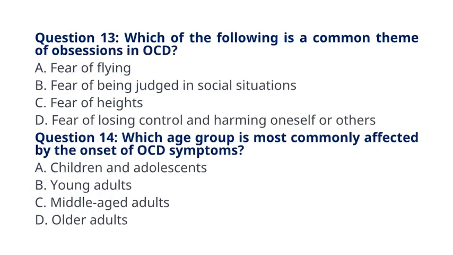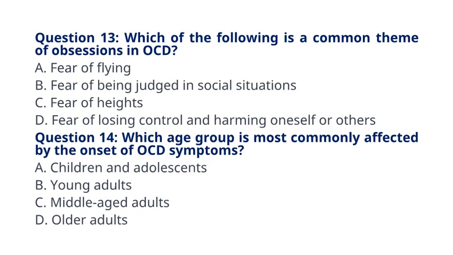Question 13. Which of the following is a common theme of obsessions in OCD? A. Fear of flying. B. Fear of being judged in social situations. C. Fear of heights. D. Fear of losing control and harming oneself or others. The correct answer to question 13 is option D. Fear of losing control and harming oneself or others. Explanation: a common theme in OCD is a fear of losing control and harming oneself or others.